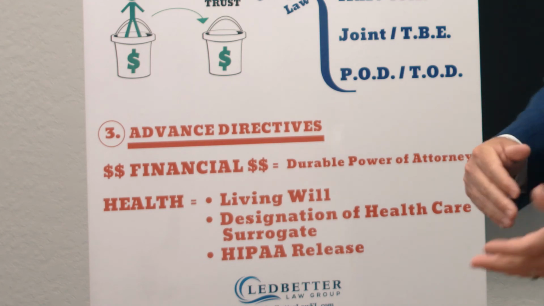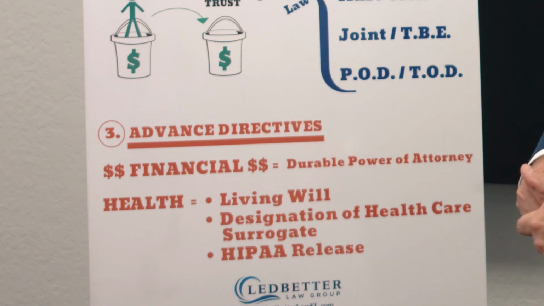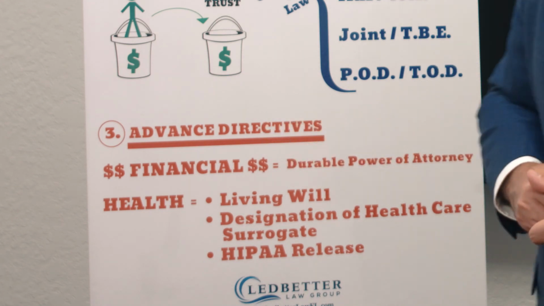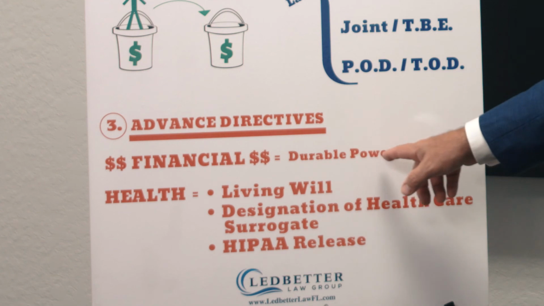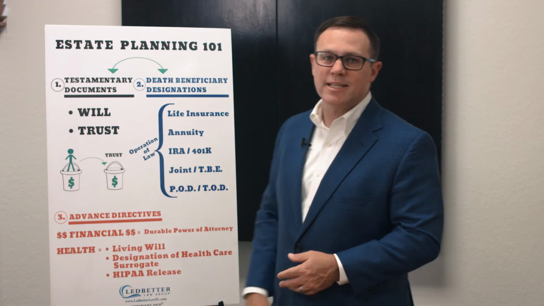I'm going to move on now to our 3rd section. Advanced directives are tools that we use to plan for incapacity. For financial or contractual matters, we'll use a durable power of attorney. In that document, we're going to name our agent or attorney-in-fact who can make financial decisions for us. They might sign a deed, sign a check, take over our bill pay. Those are the kind of things that we all are familiar with, but that's the document we'll use.